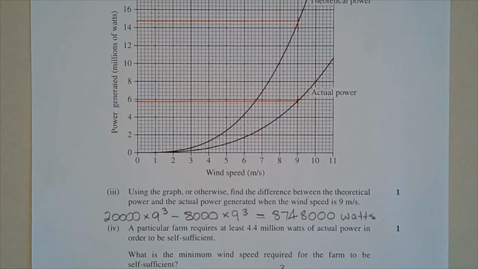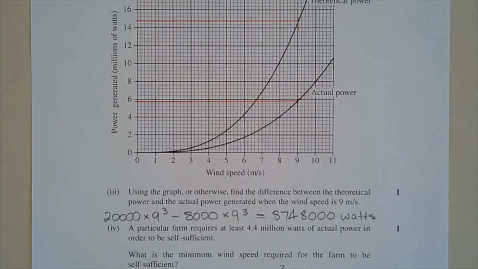Part 4. A particular farm requires at least 4.4 million watts of actual power in order to be self-sufficient. What is the minimum wind speed required for the farm to be self-sufficient? Now the formula for actual power is 8,000 W cubed, which we determined in part 2. 4.4 million watts of actual power corresponds to 4,400,000 watts.